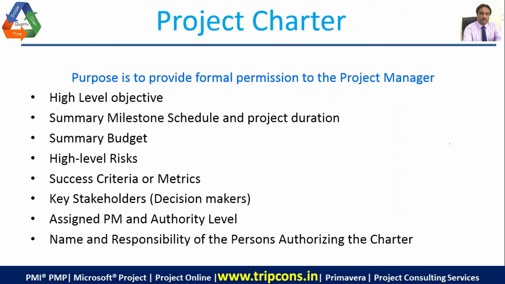So what is the schedule? When you use the word schedule, it means a date is involved. Summary budget means the top level budget, then high level risk if known, that is, what can affect the project, what can ail the project during the project execution. Then security criteria or matrix. What is the criteria for security and the success criteria? What is success criteria?